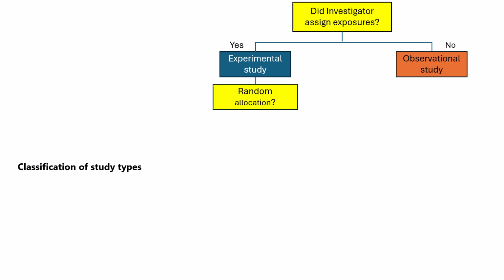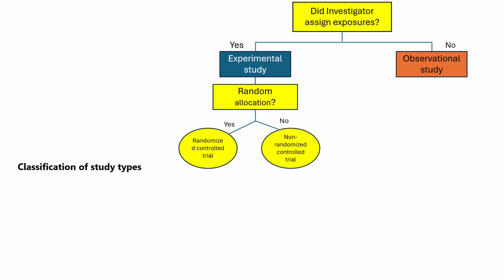Then once you know that this is an experimental study because of the exposure assignment, the next question should be about the random allocation of the intervention. If the random allocation is done, then clearly this is a randomized controlled trial. Okay? If there is no random allocation of the intervention, then we are dealing with a non-randomized controlled trial. Okay? So the experimental side is as simple as that.